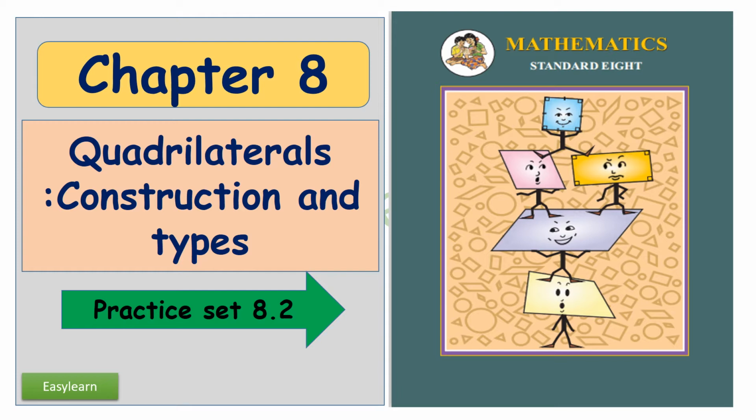In this video of Standard 8 Maths, we are going to see Chapter 8, Quadrilaterals, Construction and Types. We are going to solve the sums of the practice set 8.2. Practice set 8.2, the constructions of the first three sums we have already seen in the previous video.